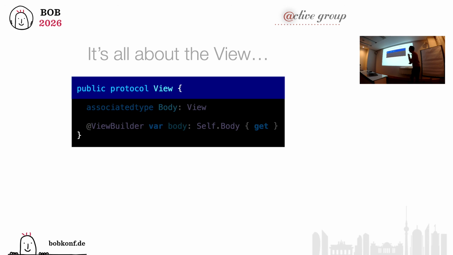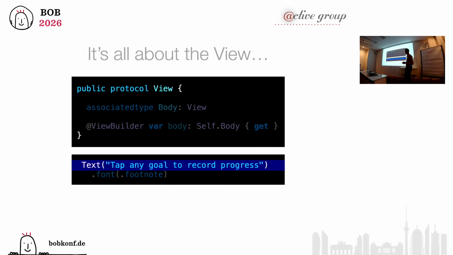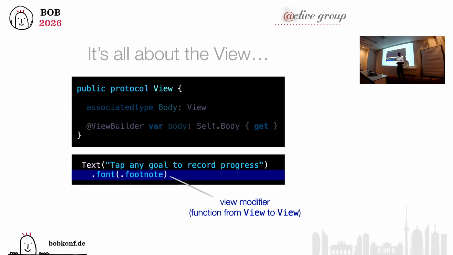OK, so a protocol in Swift is a type class in Haskell. So the view protocol is a type class. It's the type class of all things you can show on the screen, or use to produce views. A very simple one is the text view. You give it a string, and, well, you can imagine what it does. Views can be annotated by modifiers. Modifiers are just functions from views to views. So this thing takes this text view and just uses a different font for the text.